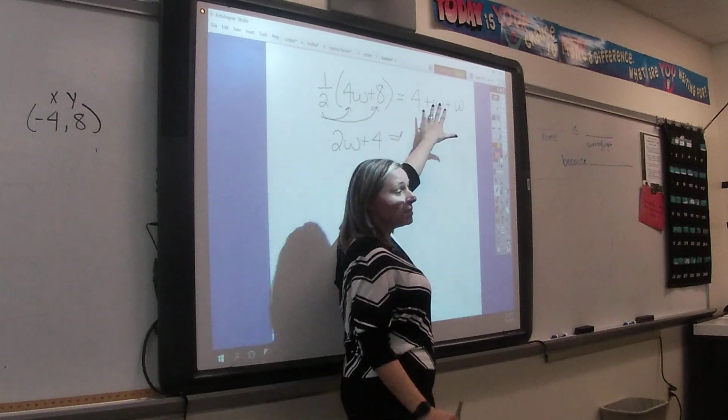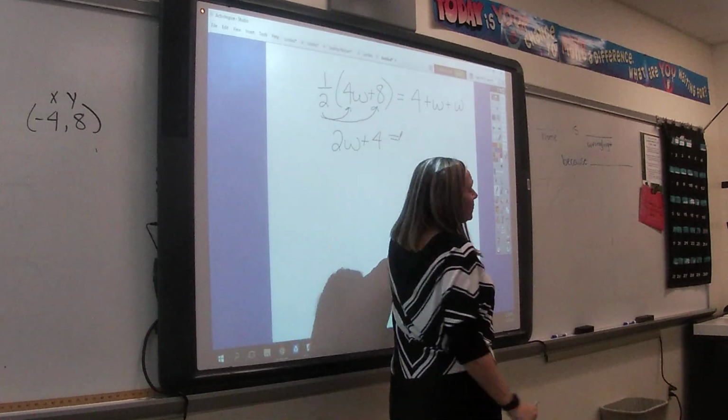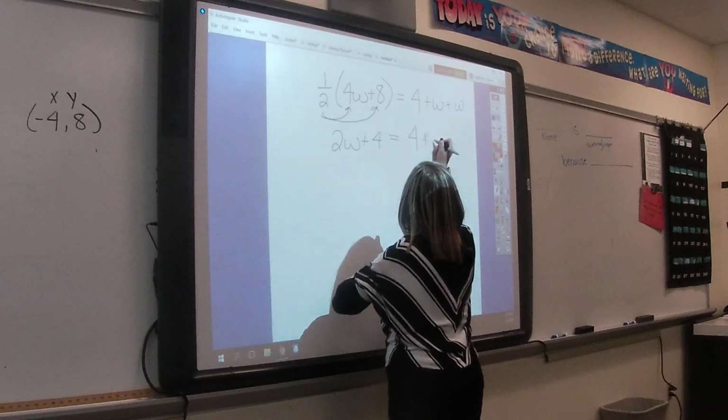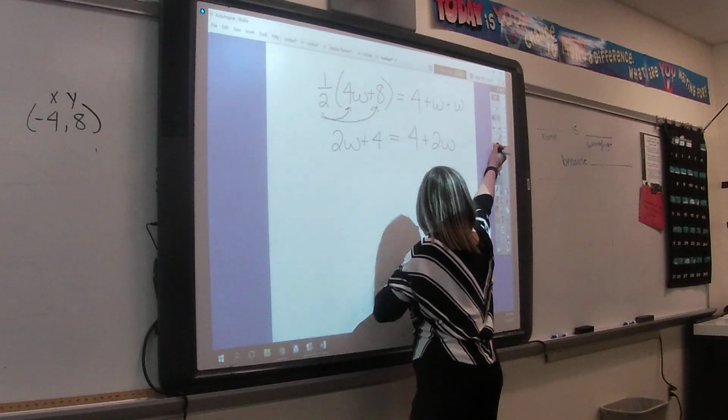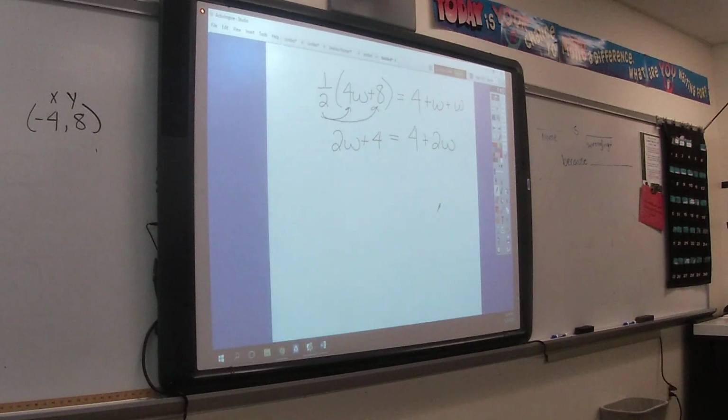Okay, we have like terms to combine over here, right? What is w plus w? 2w. Now we have variables on both sides. Okay, how do we, well, which do we want to move? Do we want to move 2w or do we want to move 2w?